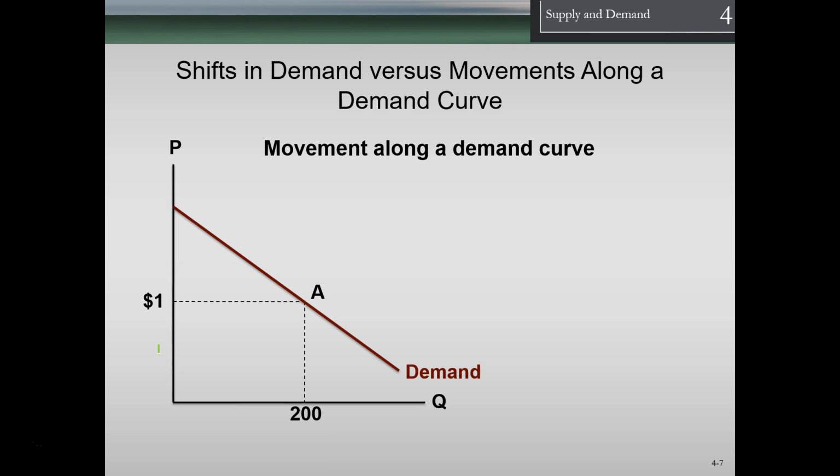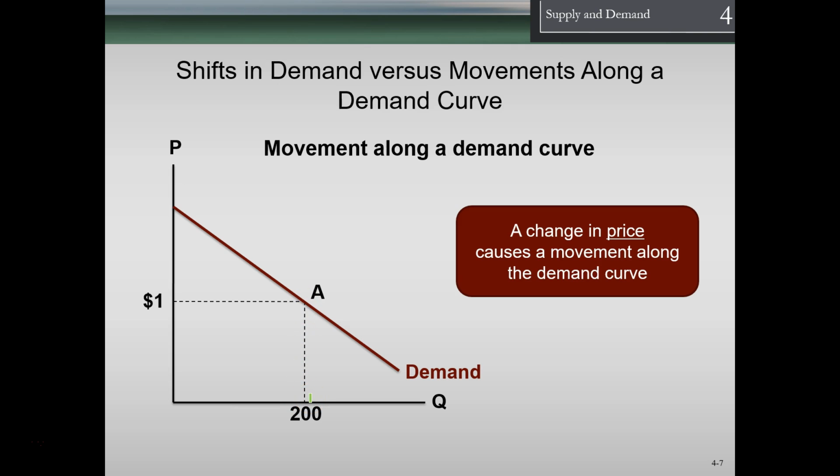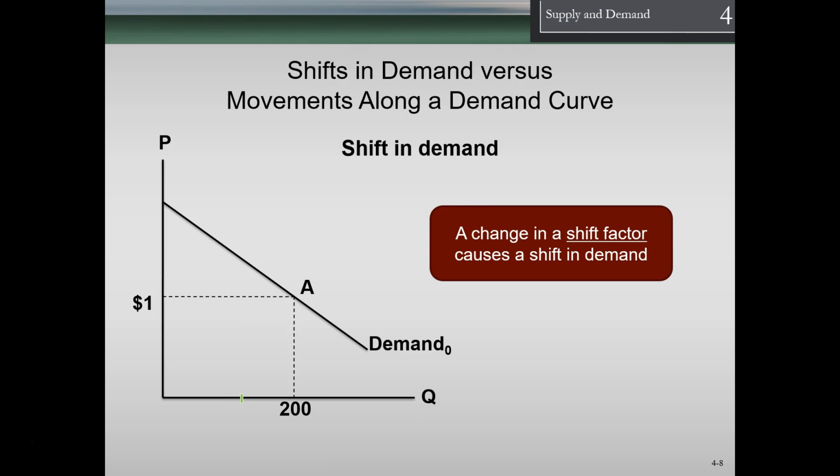If we look at these concepts in terms of the demand curve, remember we have price on the vertical axis and quantity on the horizontal axis. This could be any good that we're talking about here. At point A, the price is $1 and therefore we're going to sell 200 units of it. A change in the price causes a movement along the demand curve. Therefore, if the price goes up to $2, then we're at point B, which means we have demand of 100 units. So a change in a shift factor causes a shift in the demand curve.